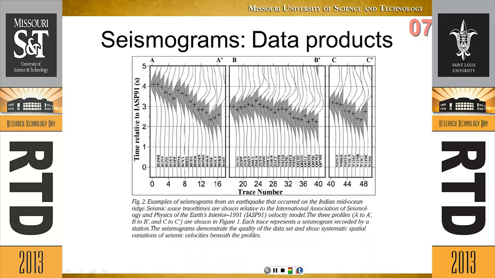Okay, so what do we get from all this hard work? We got these wiggles. We call them seismograms. In this case, each wiggle is recorded by one station. That's 50 stations in Africa. You can see the travel times are actually different. It tells you a lot about what's going on beneath the earth, beneath the surface.